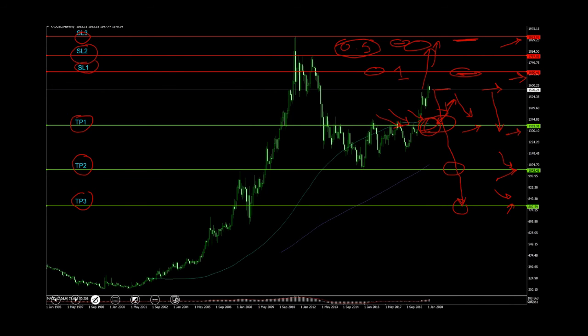The other way of doing it is doing a stepwise pattern. So when it reaches this level, you can cut some of your trades, get out of some of your trades. Another half of the trades you get out of here, and the remainder you get out of here. So this stepwise pattern is something else that you can do.